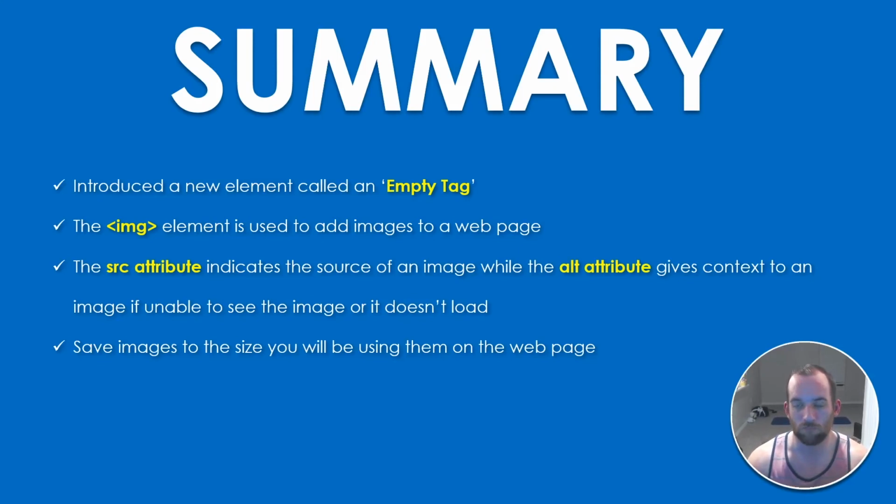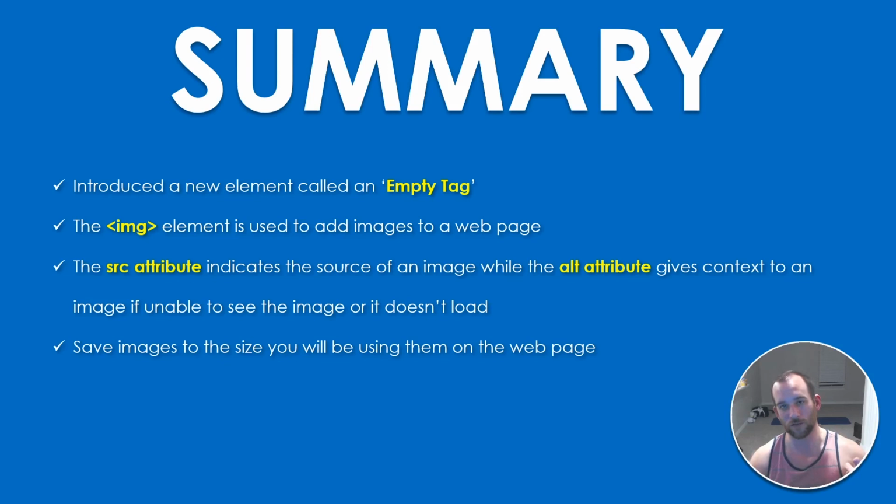Okay, so let's go over what we just did briefly. So here we have our summary. We introduced a new element called an empty tag. And that's because there's nothing for an image, nothing to put in between the opening and the closing tag. So there's no text or anything because it's an actual file. So that's why we use an empty tag. We introduced the image element, which is what allows you to add an image on a web page. And the image element needs the source attribute and the alt attribute.